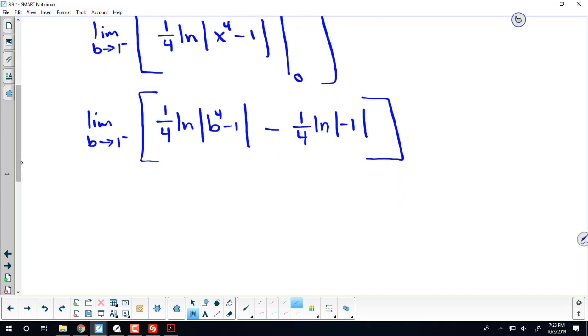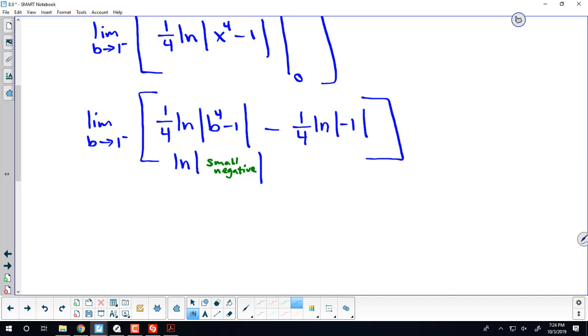Now in the sense of b approaching 1 from the left, that's numbers that are slightly smaller than 1, and we're raising those to the 4th power. So numbers that are slightly smaller than 1 raised to the 4th power, then subtracted from 1, are those going to be positive or negative? Those are small negative numbers, right? So b to the 4th minus 1, this is still the ln of a small negative number. So we still have the absolute value around that, so we don't have to worry about that.